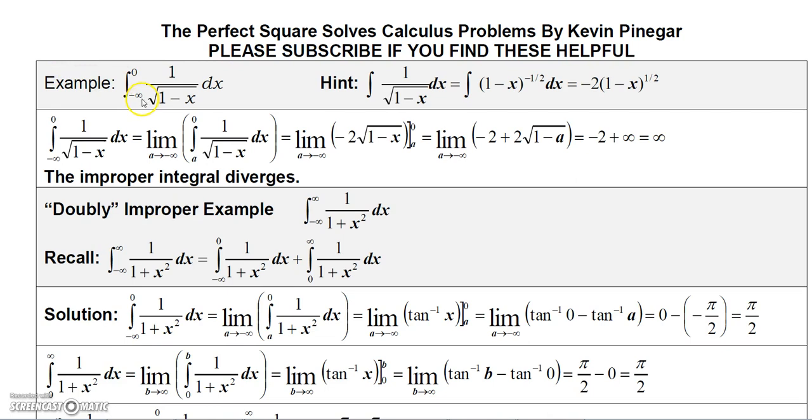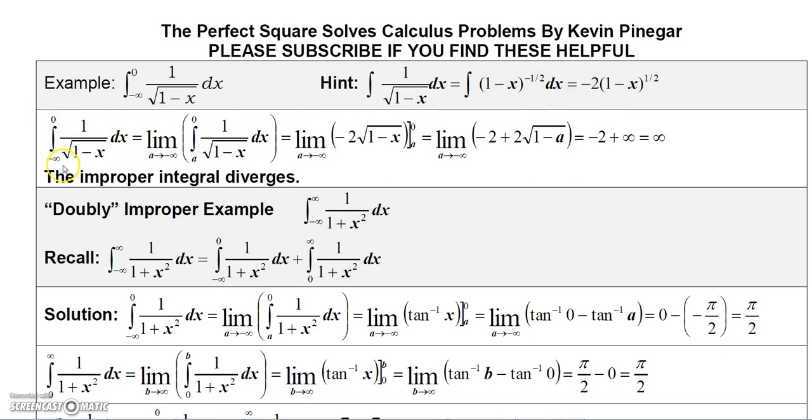Okay, now the second case is where you're integrating from minus infinity up to a number here. And so here, I gave you a little hint. If you actually evaluated this integral, you could evaluate it using the power rule, and you would get minus 2 times 1 minus x to the 1/2 power. So we'll use that in a minute.